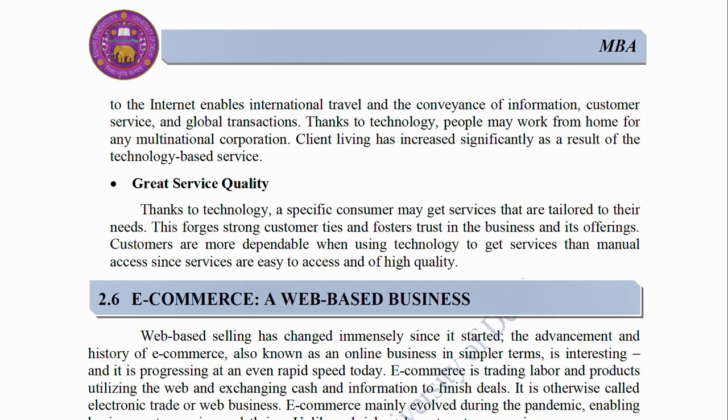Thanks to technology, people may work from home for any multinational corporation. Client living has increased significantly as a result of the technology-based service.